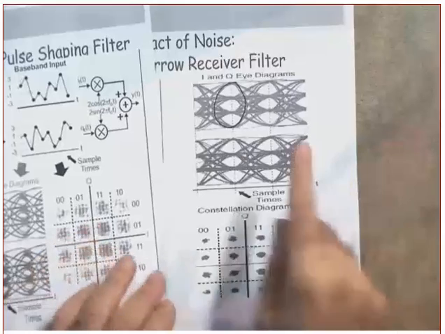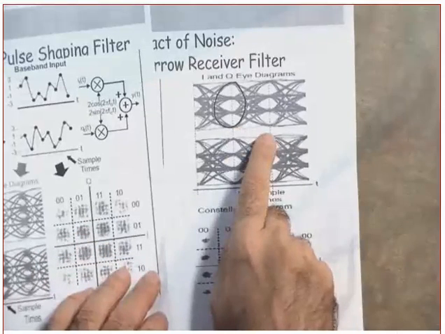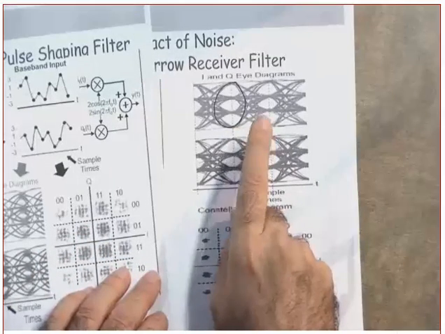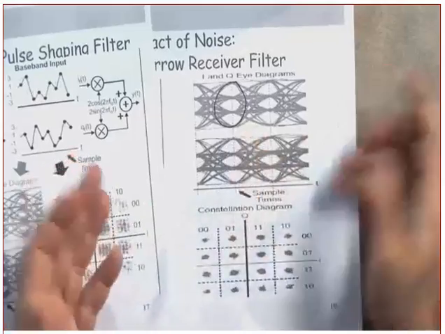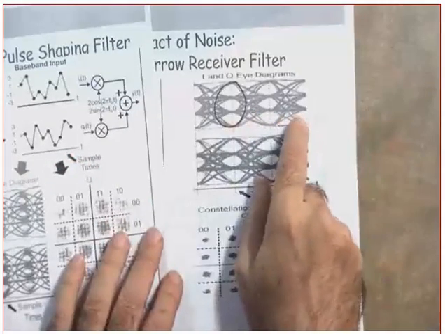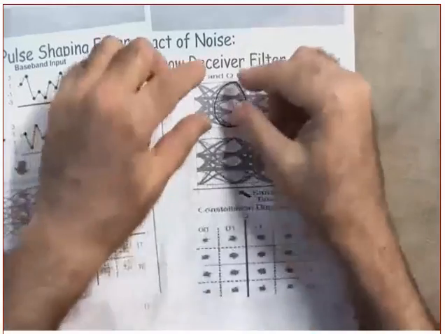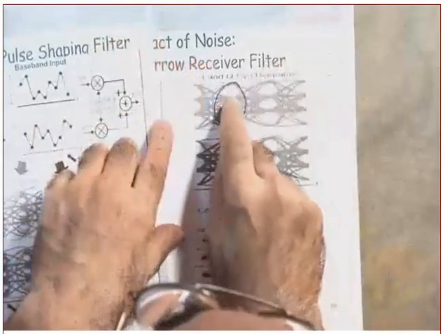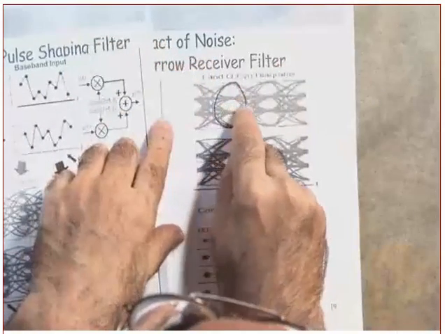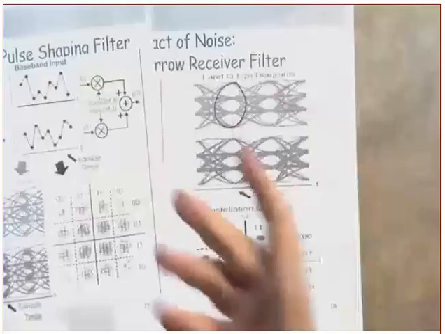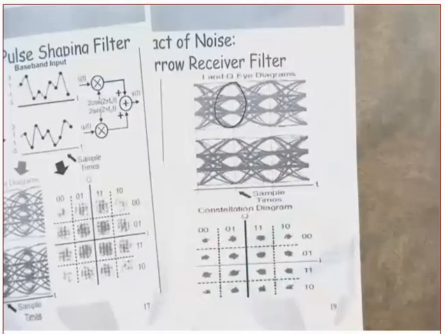I understand that, but are you telling me that these eyes are clean eyes? That's what I just said. This is not a clean eye. These are not clean eyes. Once you see all of these fluctuations, do you see these fluctuations? That is the result of the noise and the intersymbol interference. Did you get my point or not?